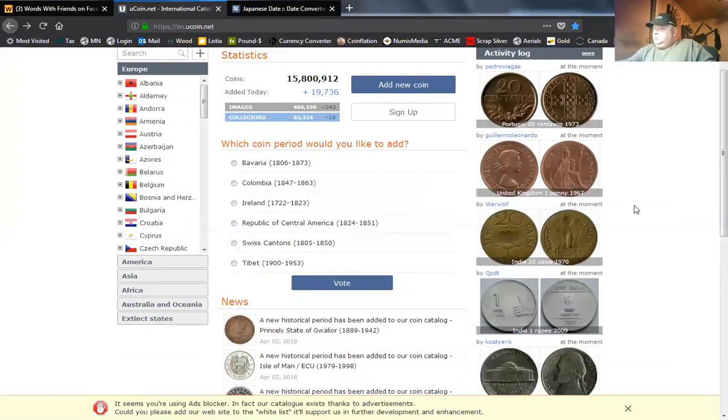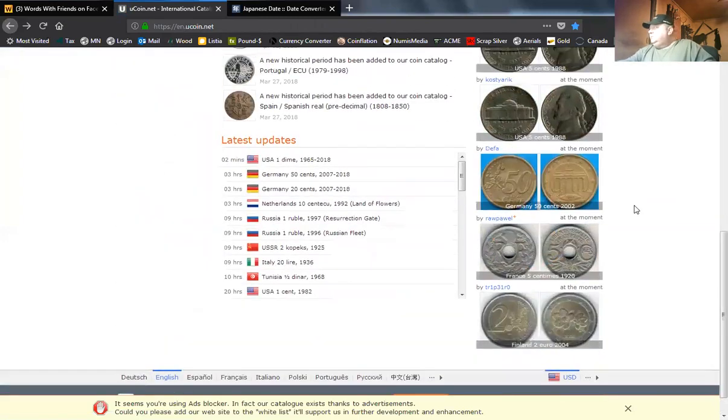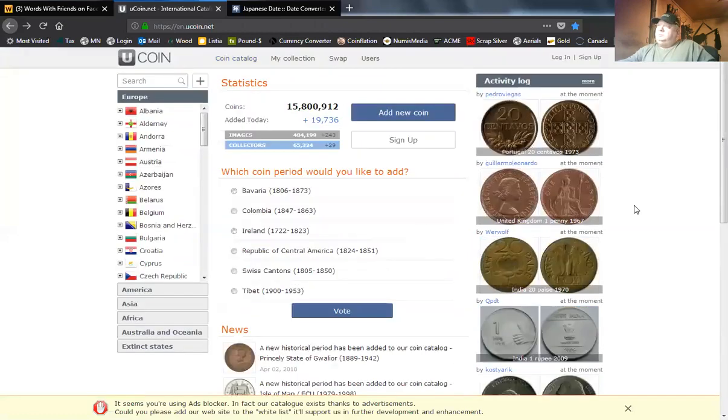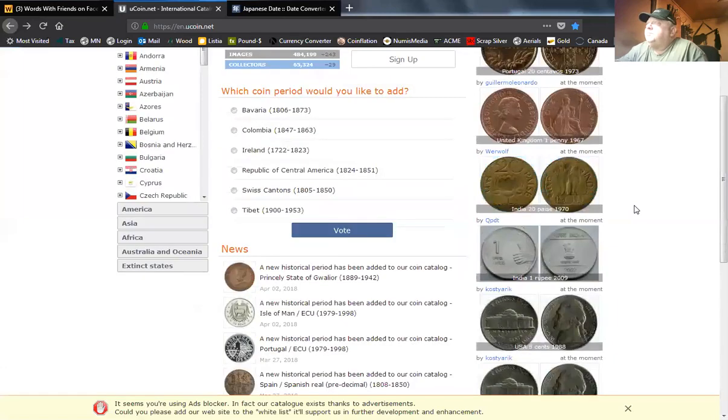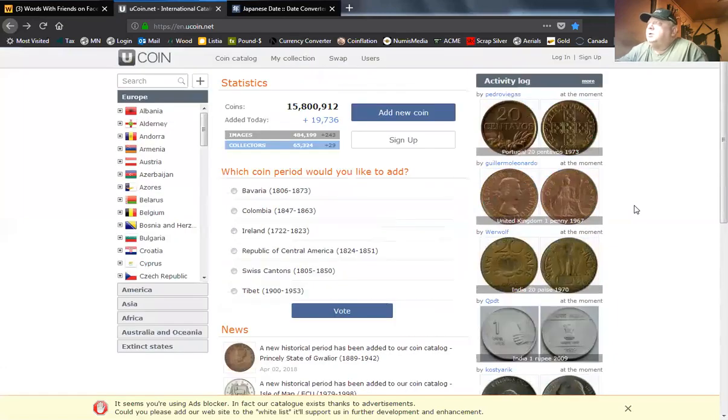If you go down, let's say, these are the updates of people adding more stuff to it. The 2018 dime now. For USA, the 1 cent was added. Must have been a better picture of it. And they're still adding on to this collection, this big database here.